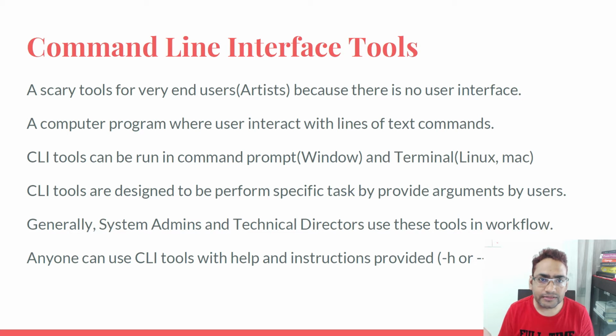So the command line tool is an interface where there is no graphical user interface involved. This is a normal computer program where the user interacts, but not with the keyboard and mouse, but with text or commands. You just execute your exe or whatever tool you have, and then you need to provide some sort of text as arguments. I will show you what arguments are, but it just requires some lines of text in commands to execute that.